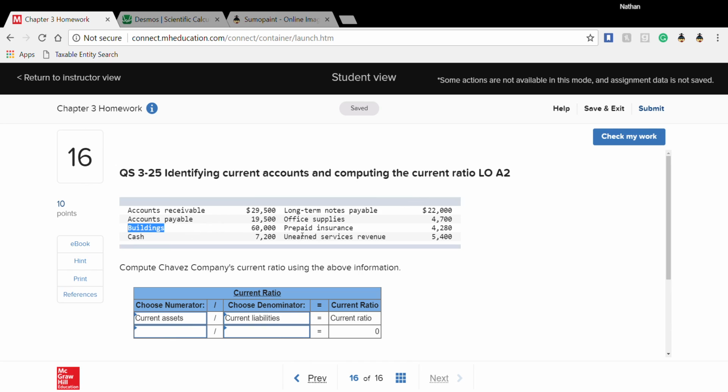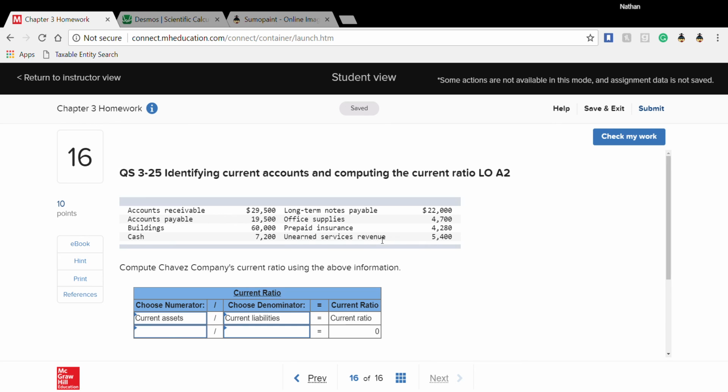So that's gone. So basically, if you want to take a screenshot and put it in Paint and just X out, you can. Cash, we definitely know we're going to use cash within a year, so that's a current. Long-term liability payable, that's right there a long-term, so that's not going to be current. Office supplies and prepaid insurance, even though it's prepaid, we most likely expect it to be used within a year. So both of those will be considered current. And then of course, unearned service revenue, that's a current liability.